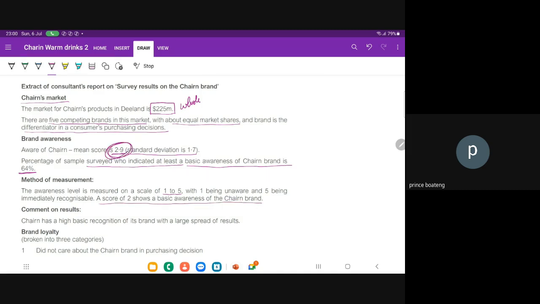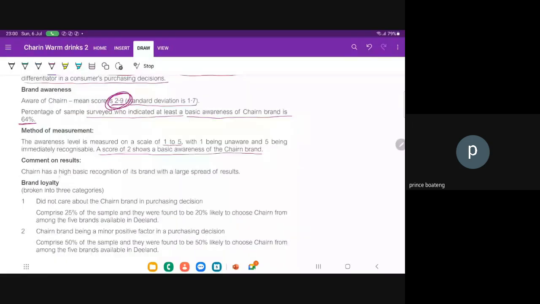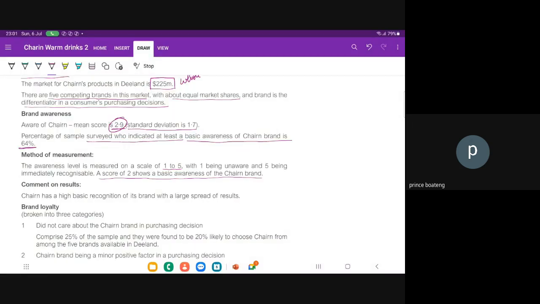So on average, the mean score is 2.9. That means on average people know this product. Comment on the result. Let's suppose 2.9 is the mean, right? On average, 2.9, or out of overall 64. If we consider the whole assessment, the mean score of awareness is 2.9. What do you mean by this 1.7 then? Can you connect these two?